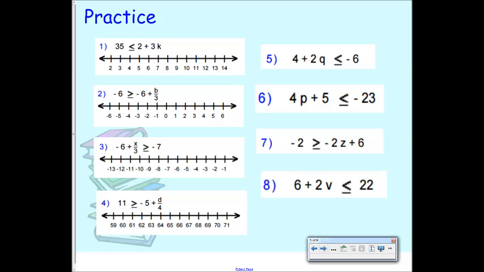All right, so go ahead up to your boards and try these practice problems. You have to graph all of them, even though 5, 6, 7, 8 don't have number lines, I still want you to graph those. So graph all 8 of these.